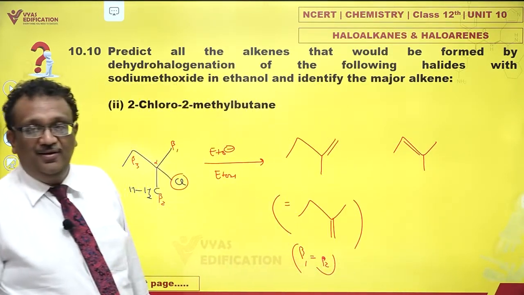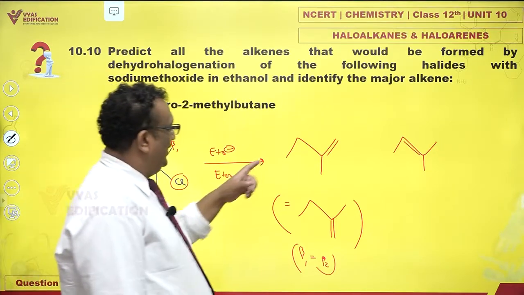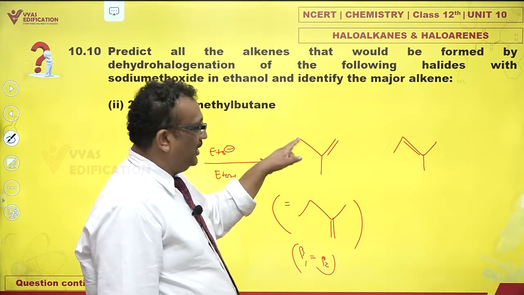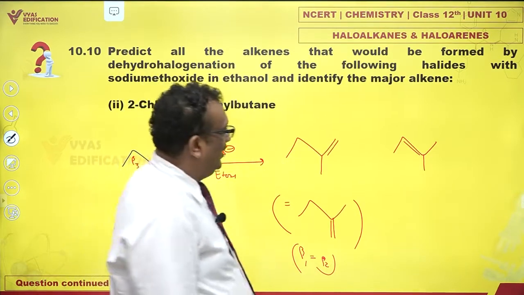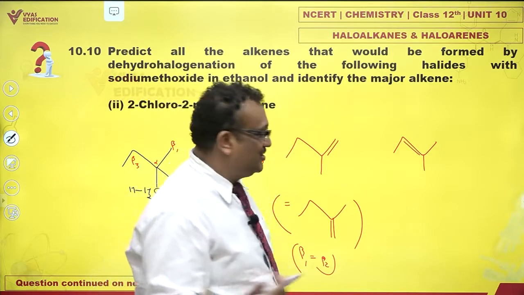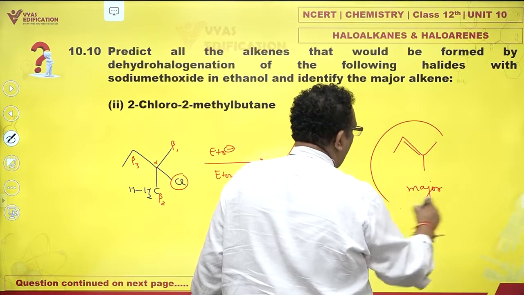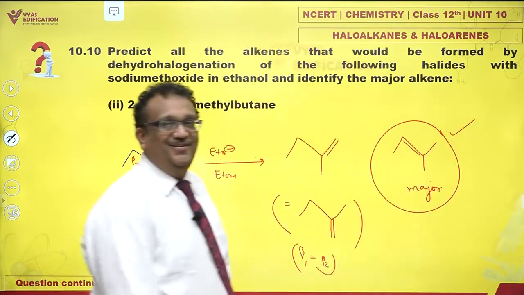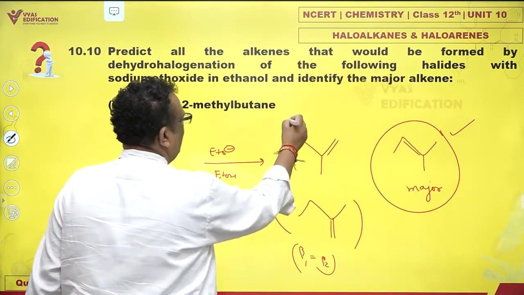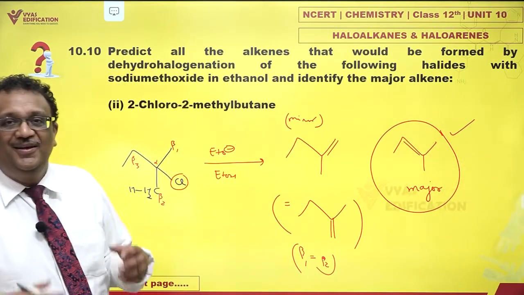Now, just look at the level of branching. In this case, you have 1 and 1, 2 branches. There is no branching here. In this case, you have 1, 2 and 3 branches. This is great. So this naturally becomes the major product, and this is the answer. What are these? These are minor products. They're not even asked, but I've just mentioned them for your information.